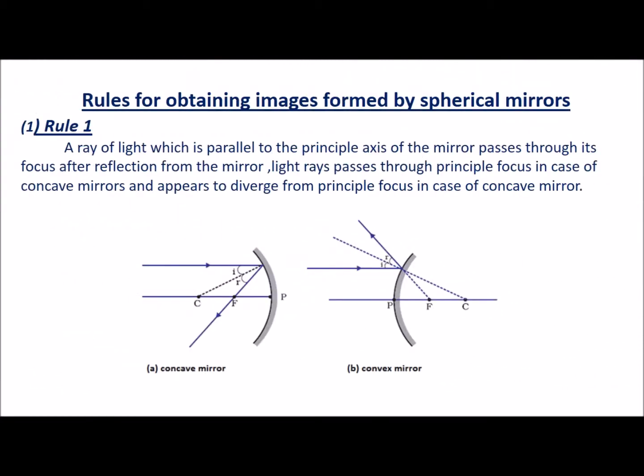Rules for obtaining images formed by spherical mirrors. Rule 1. A ray of light which is parallel to the principal axis of the mirror passes through its focus after reflection from the mirror. Light rays pass through the principal focus in case of concave mirrors and appear to diverge from the principal focus in case of convex mirrors.